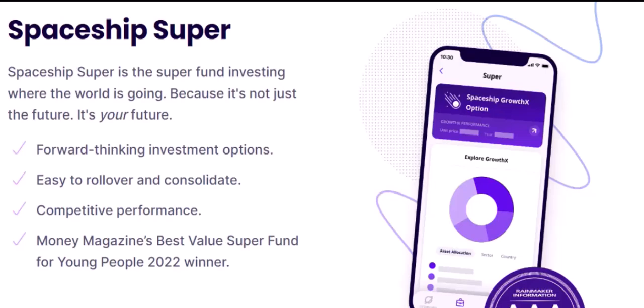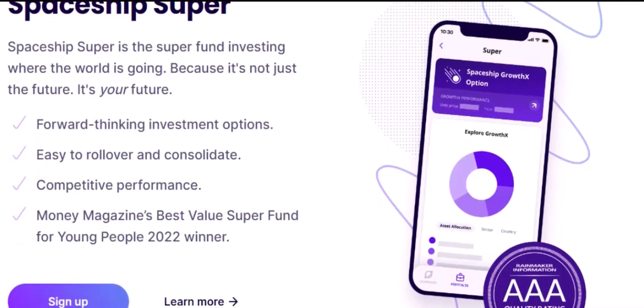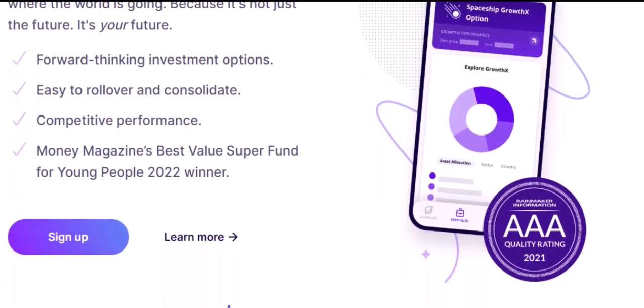Withdrawing from Spaceship Voyager is generally a straightforward process, but it's essential to understand the nuances and potential implications. By following these steps and considering the important factors, you can successfully withdraw your funds.